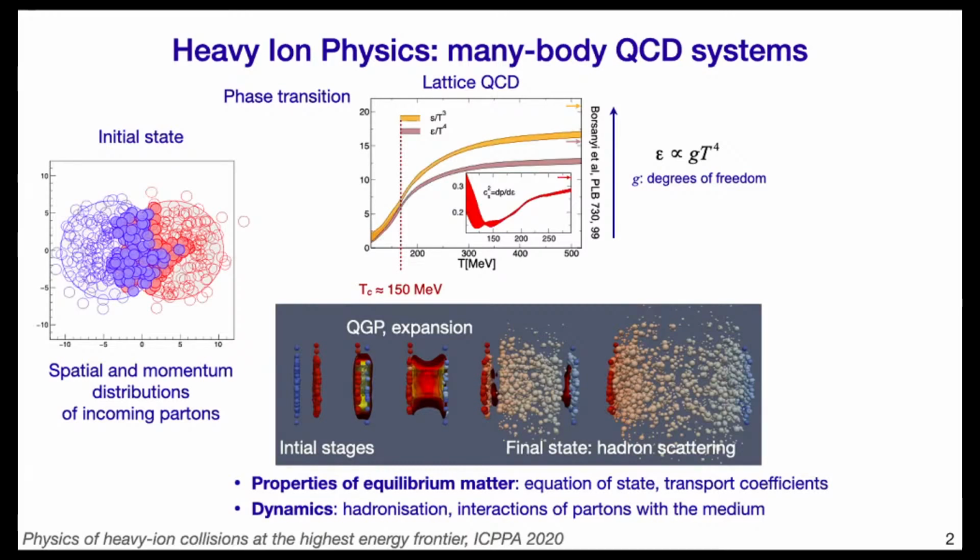And I would say the core of the field is studying the properties of this quark-gluon plasma matter, things like the equation of state and transport coefficient, and I'll go into that in the slides. But there's also a very important part that is about studying more dynamics. So for example, hadronization or interactions with the quark-gluon plasma or rescattering in the final states. And I'll also give a few examples of that.